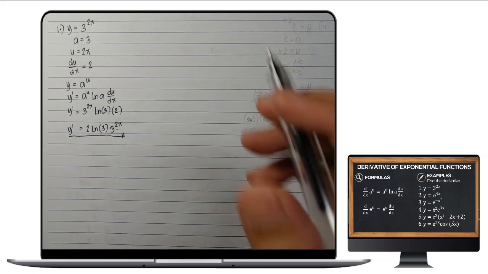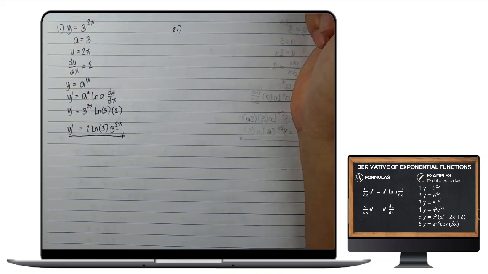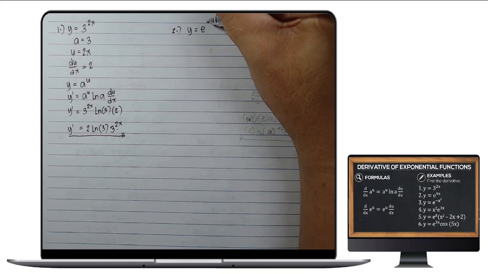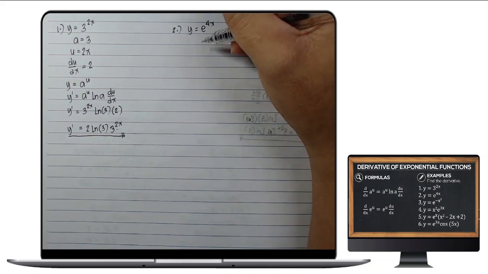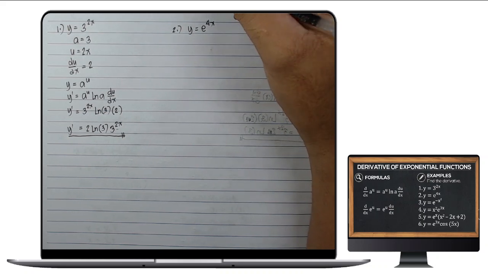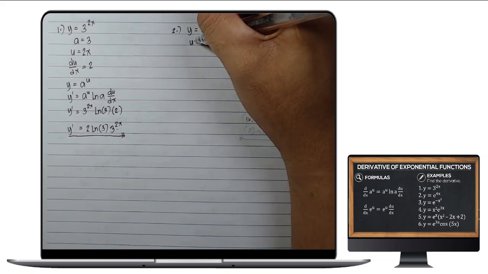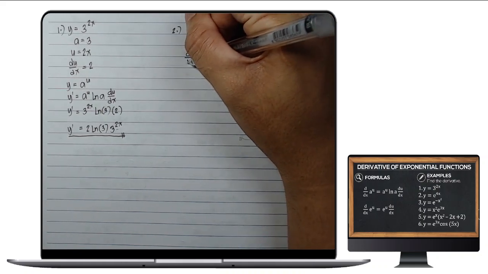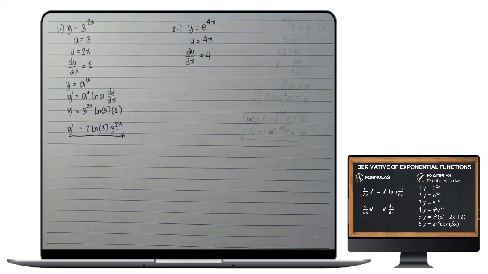So let's try the second example. So example number 2. So we have y is equal to e raised to 4x. So in this case, yung base natin is e. So we'll be using the second formula. So let's have u is equal to 4x. So when you get the derivative of u with respect to x, that is simply 4.